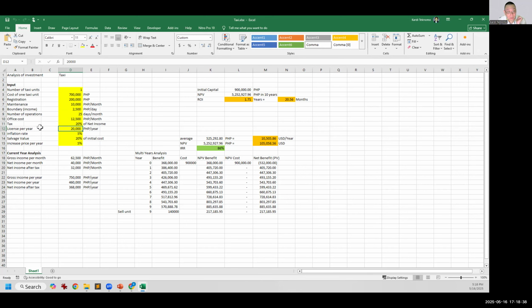Assume a certain inflation rate, and because this is a taxi, the salvage value is rather low. So assume 20%, 10%, and you see that the IRR is very high. Assuming again the same assumption, every 10 years you will sell. Then actually in about 2 years you will get payback already. So this is a very good business to operate.